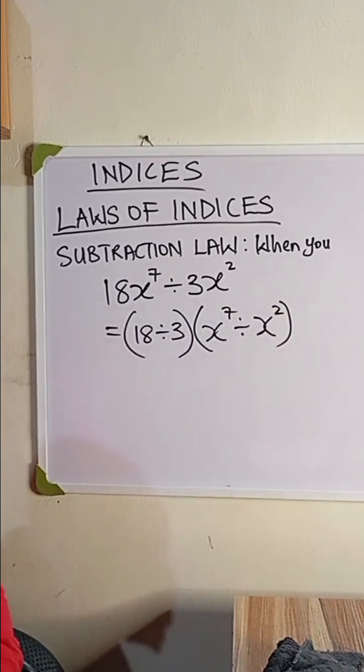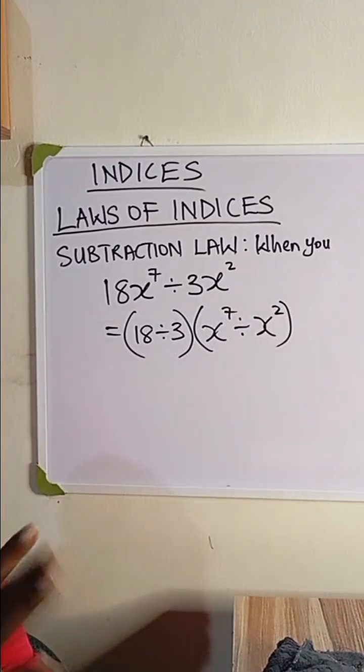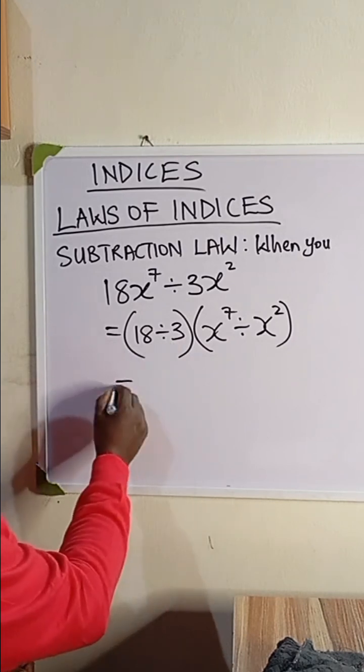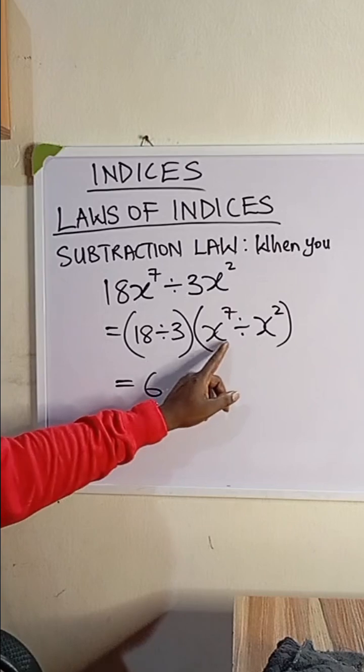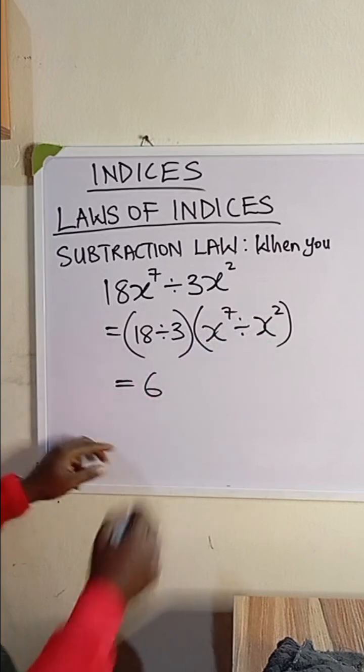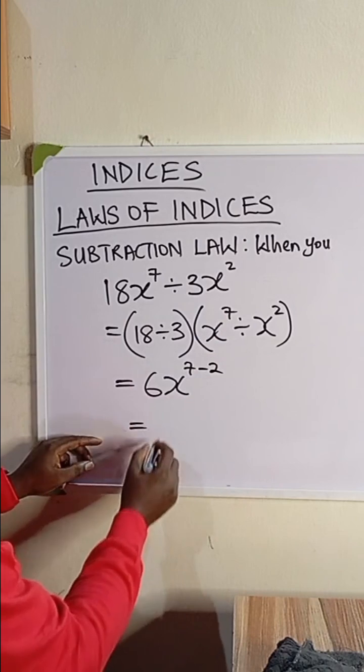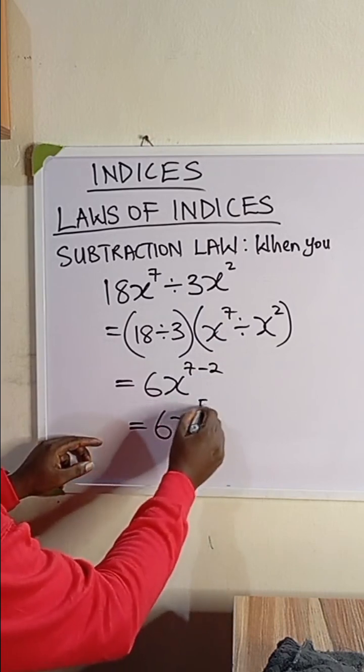So this makes it very easy. It reduces the complexity of the work. We can simply say 18 divided by 3, and that gives us 6. And then x to the power of 7 divided by x to the power of 2 gives you x to the power of 7 minus 2. And our final answer will be 6x to the power of 5.